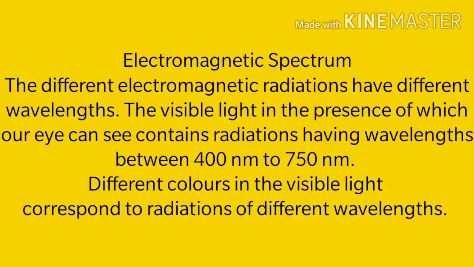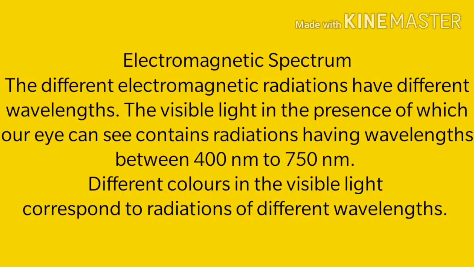The different electromagnetic radiations have different wavelengths. The visible light, in the presence of which our eye can see, contains radiations having wavelength between 400 nanometer to 750 nanometer. Different colors in the visible light correspond to radiations of different wavelength. We have studied about the light spectrum in the 10th class. So the spectrum has the 7 colors in the visible light, and these 7 colors have different wavelengths.